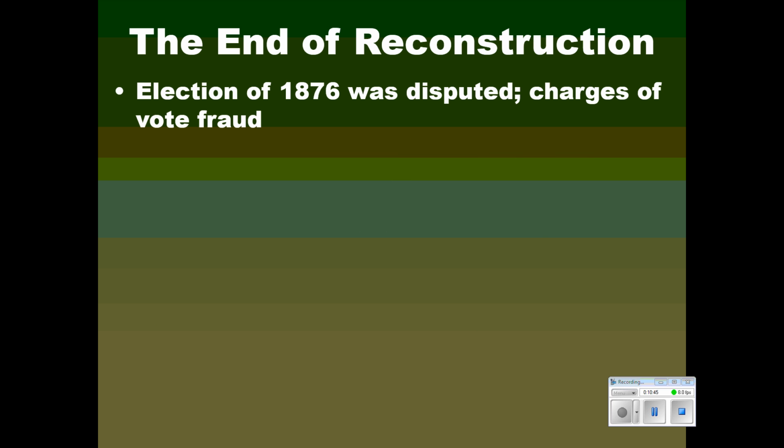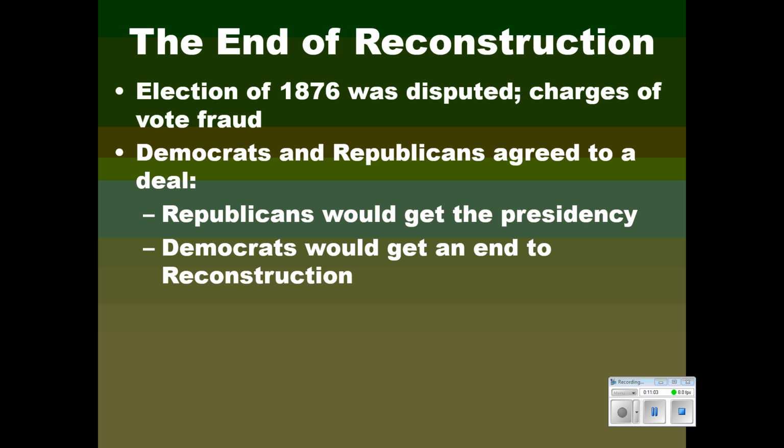The end of Reconstruction comes with the election of 1876. It was very close between the Republican Rutherford Hayes and the Democrat Samuel Tilden. There were charges of voter fraud, and finally it was resolved only by a deal. Democrats and Republicans agreed that Republicans, in the person of Rutherford Hayes, would get the presidency, but Democrats, in return, would get an end to Reconstruction.